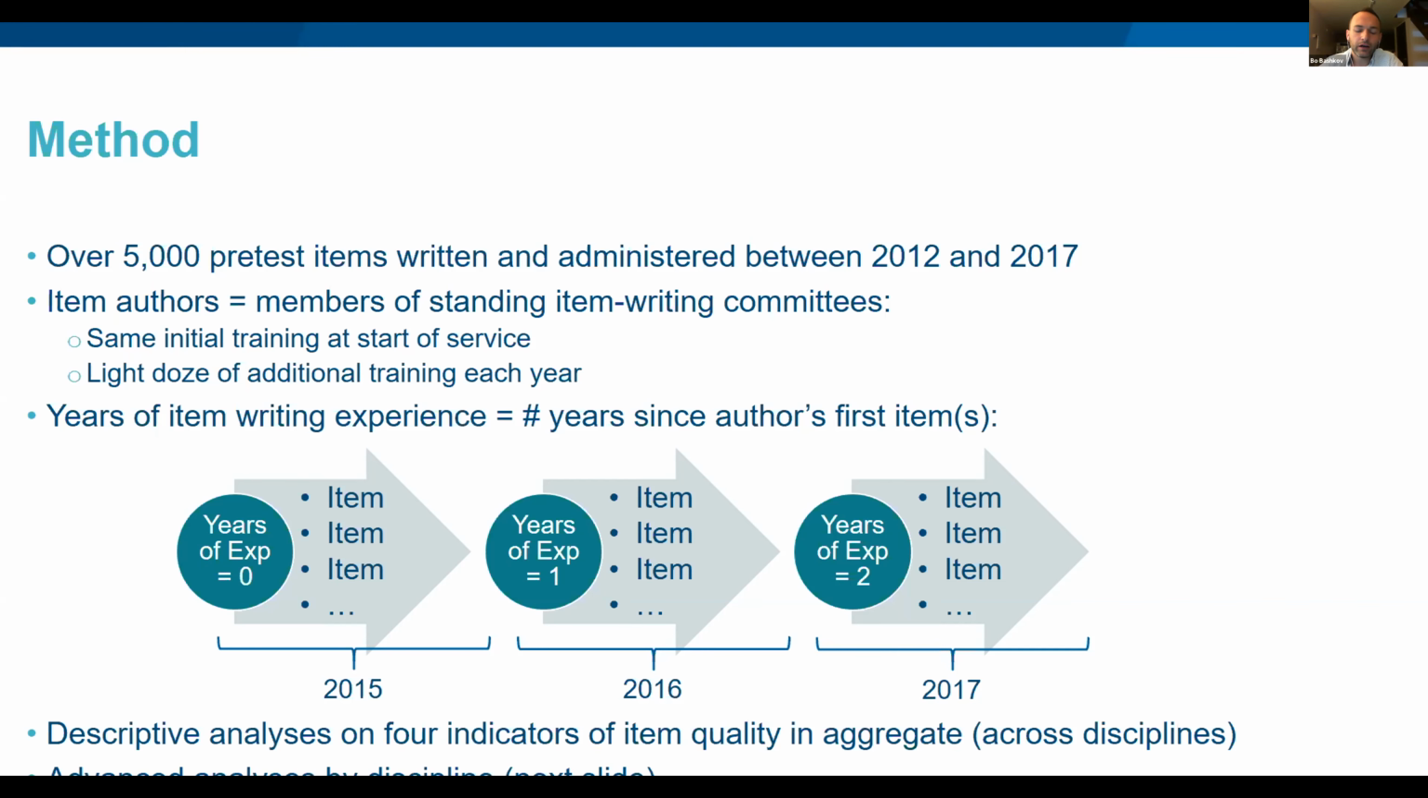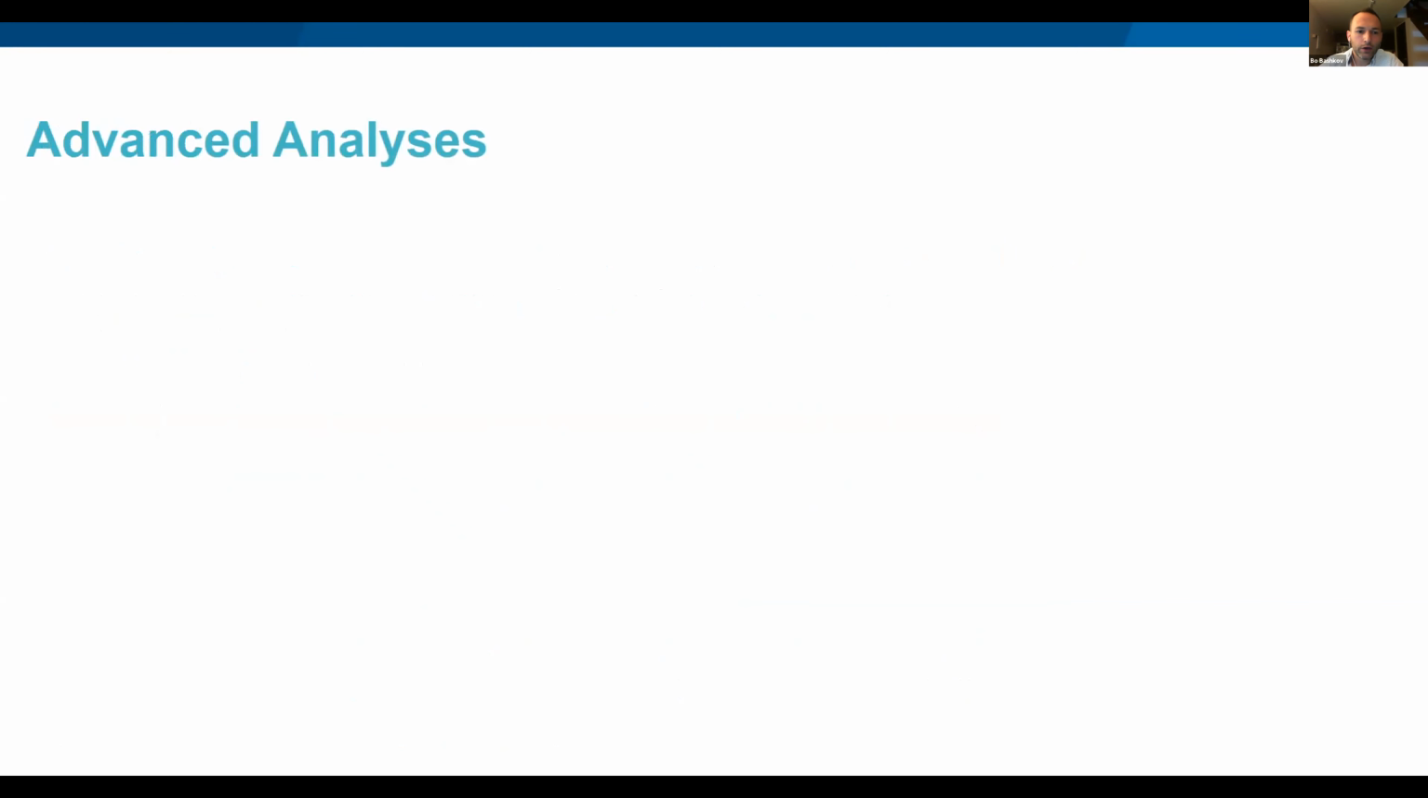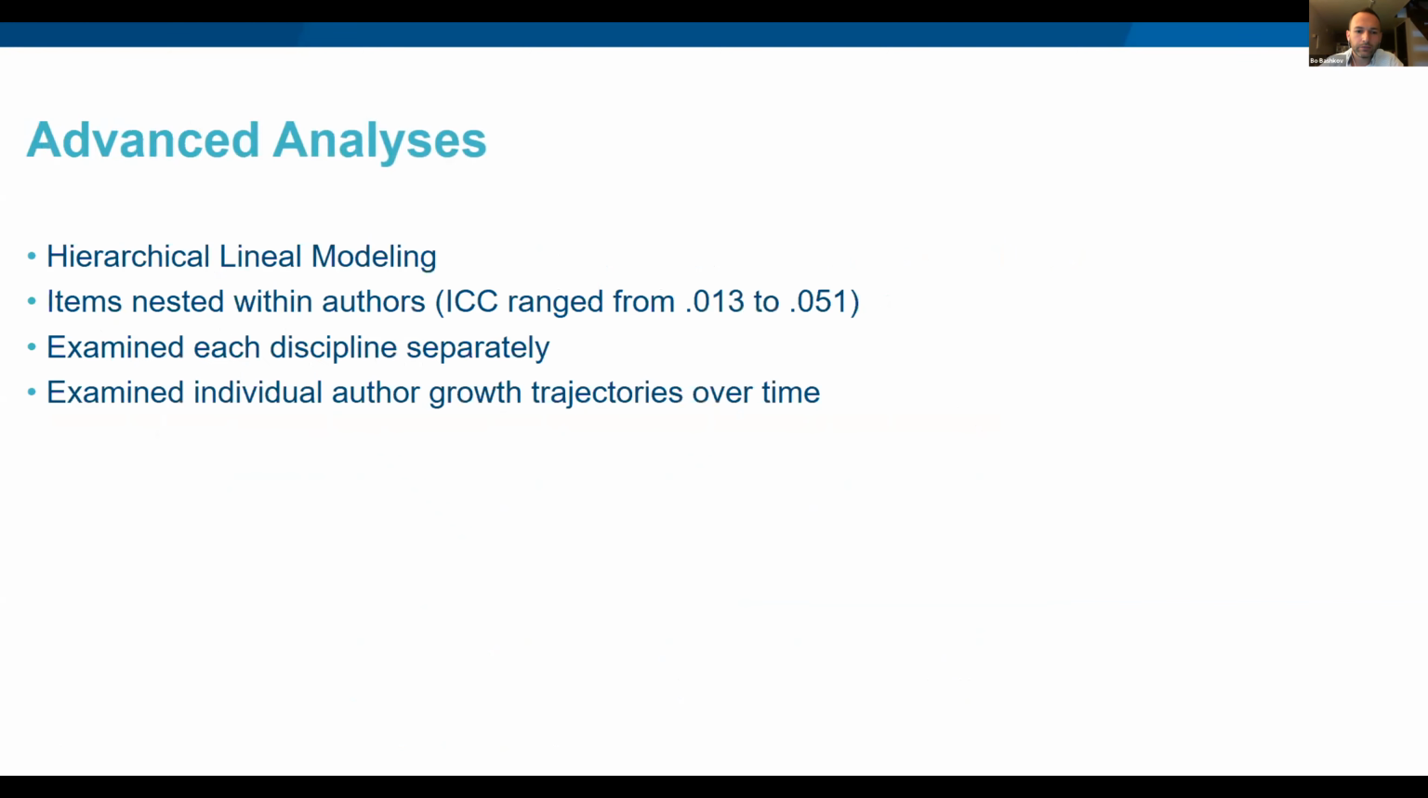Descriptive analyses were performed on all 4 indicators that I just mentioned of item quality in aggregate across disciplines. And then we did some additional analysis, which are more advanced, and that's what I show here on the next slide. Given that items can be considered nested within item authors, there is likely some shared variability among items that were developed by the same author.